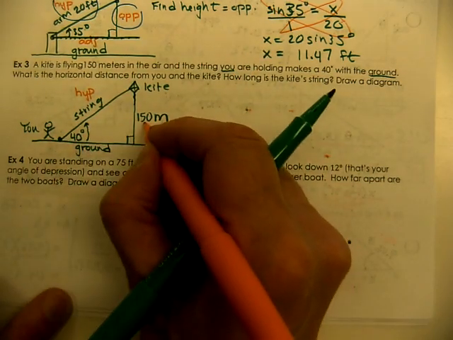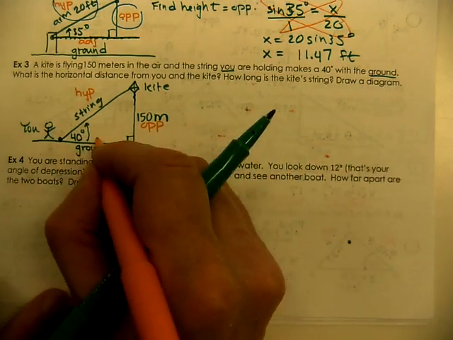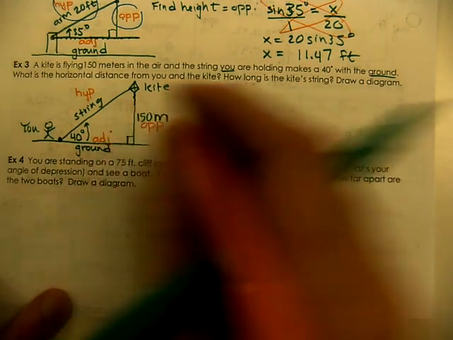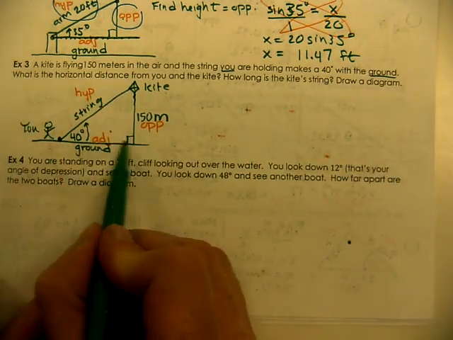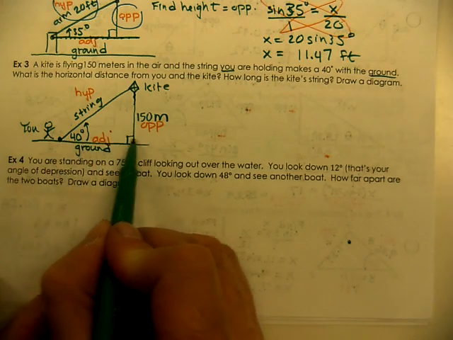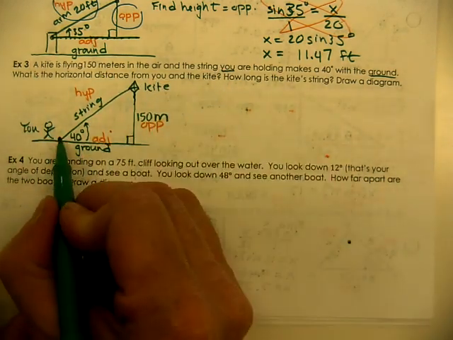Opposite the 40-degree angle is the opposite leg. And the ground is touching the 40-degree angle. It's next to it, so that's the adjacent leg. So I believe there's two questions here. What is the horizontal distance? All right, so this is the horizontal side. So that's the ground. What is the horizontal distance from you?